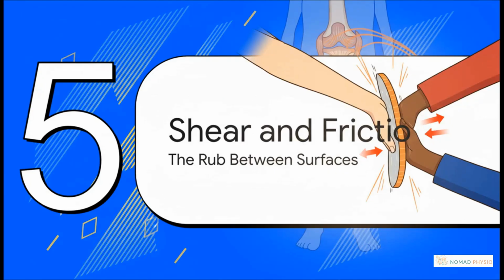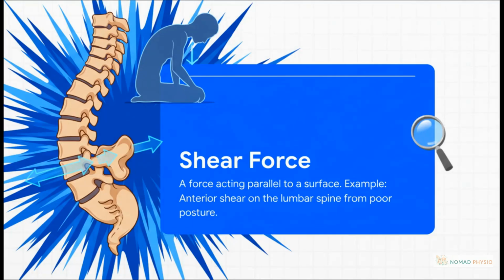Next up, let's look at a different kind of force. One that doesn't push or pull directly into a surface, but instead acts parallel to it. These are the forces of shear and friction. A shear force is basically a sliding or a gliding force. A perfect clinical example is the constant anterior shear force on your lower back. Because of the natural curve of your lumbar spine, gravity is always trying to make one vertebra slide forward on top of the one underneath it.